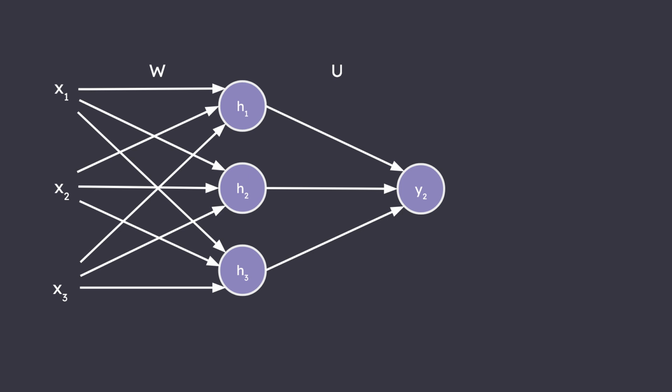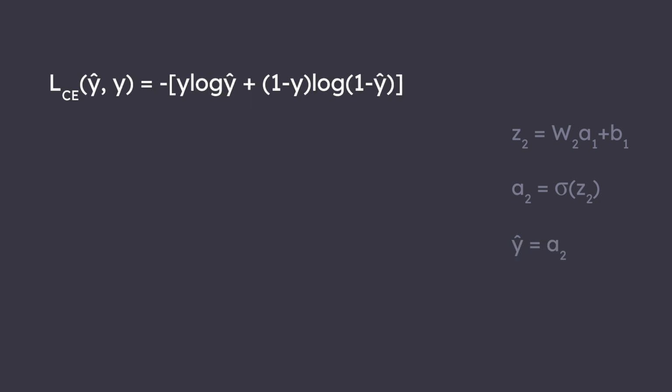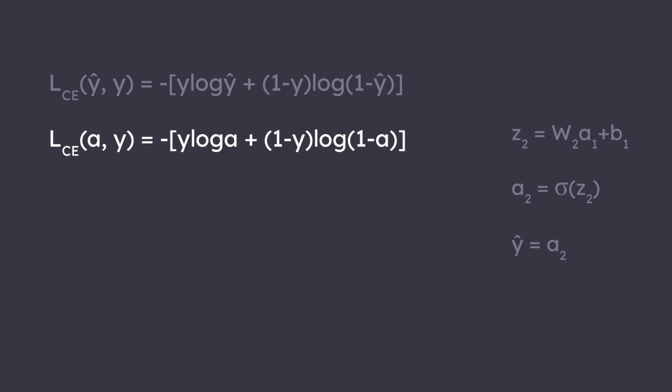We know that to calculate the output of the final layer, we use the following equations. Z is the weight matrix for this layer times the output of the previous layer plus the bias for this layer. A, the output of this layer, is the sigmoid of Z that we calculated for this layer. Y hat, the output of the neural network, is A, which we calculated for this layer. We know the equation for cross-entropy loss. And because y hat is equal to A from this layer, we can substitute y hat for A.